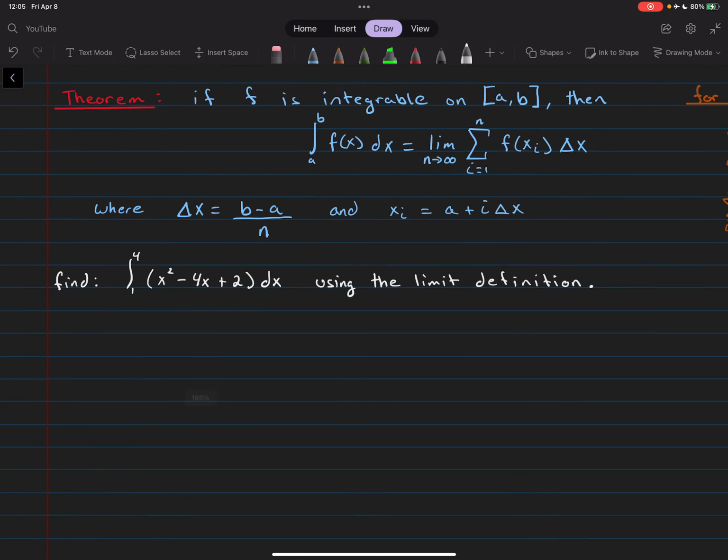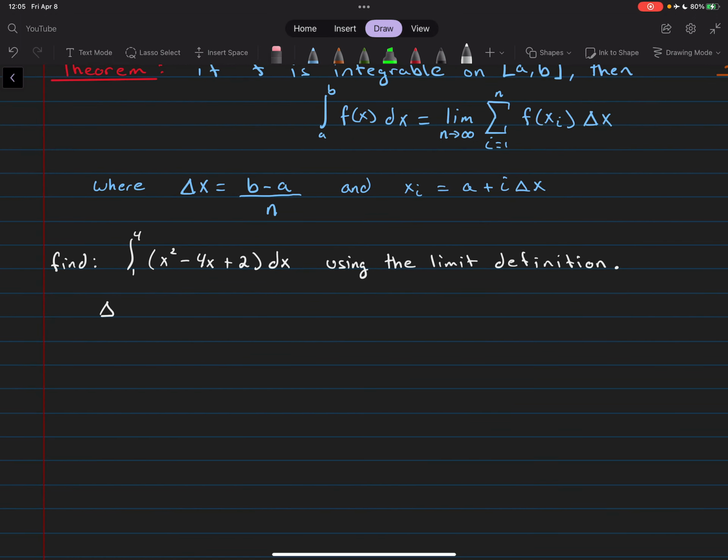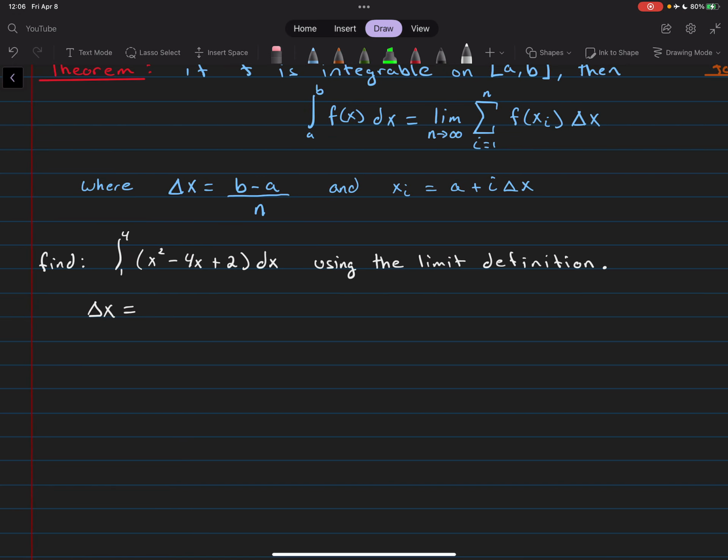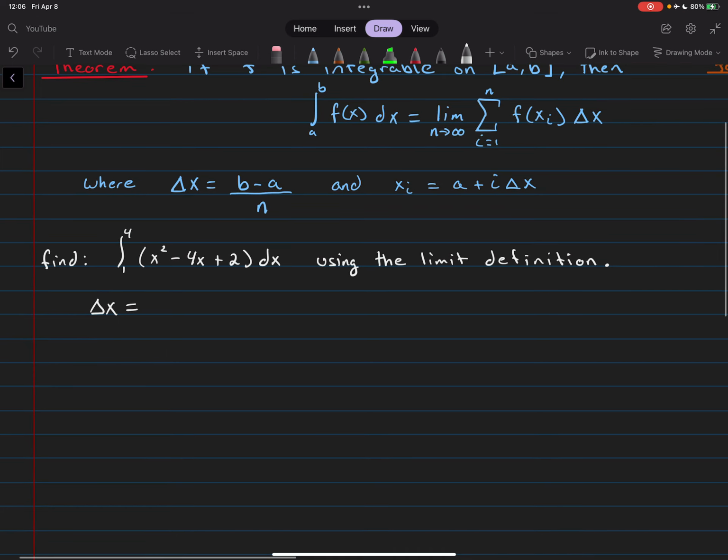So our delta x is going to be the upper limit of integration, b, minus the lower. So that's going to be 4 minus 1 all over n, which is equal to 3 over n. Our x sub i is going to be equal to the lower limit of integration, which is a, so 1, plus i times delta x, which we found to be 3 over n.